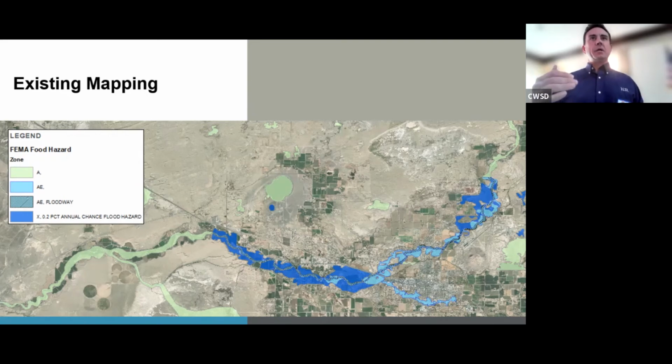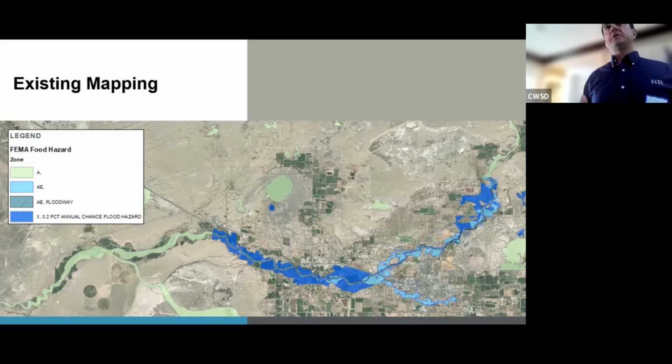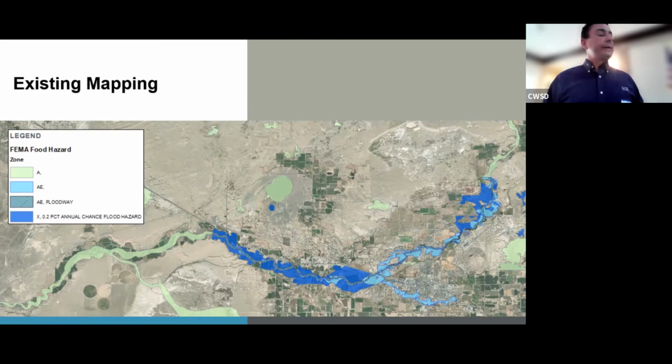And if any work is to be done in that area, the onus is on the person doing that work to create that data. So they need to do their own study to develop water surfaces before you can do any development or anything like that. The darker blue going down is what we call a detailed study reach.